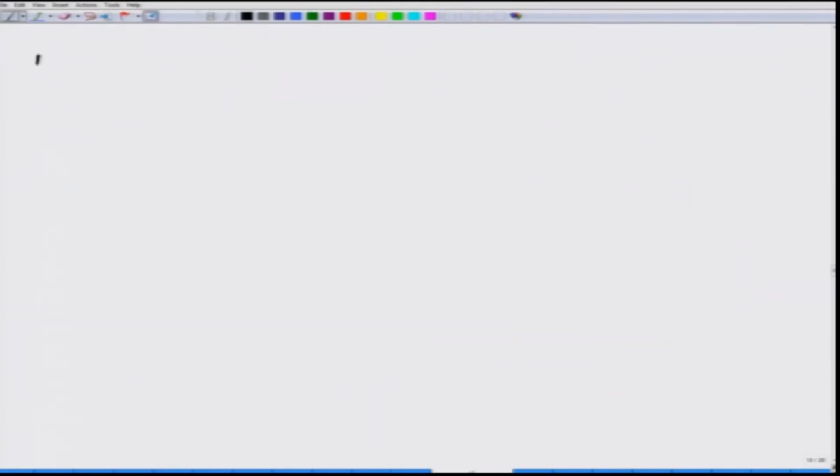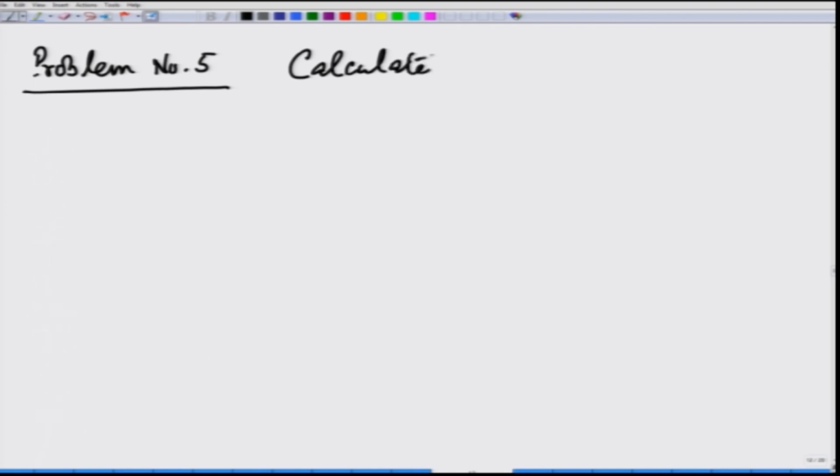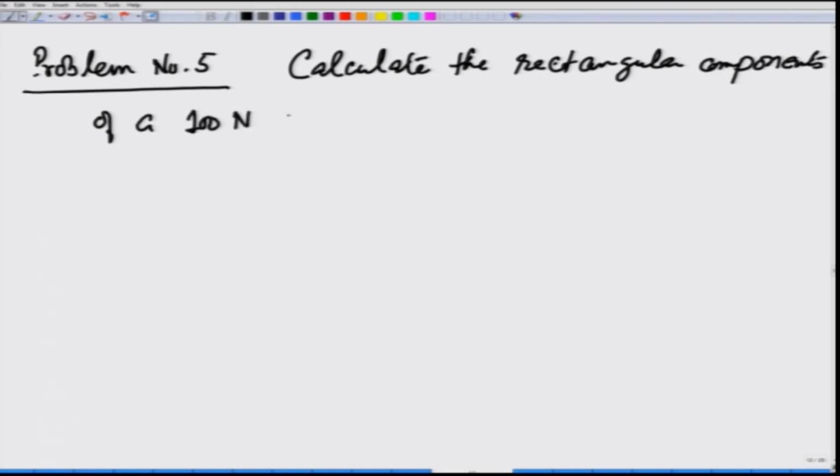Next, problem number 5 is calculate the rectangular components of a 100 Newton force shown in the figure.